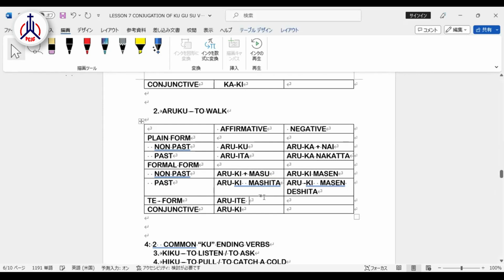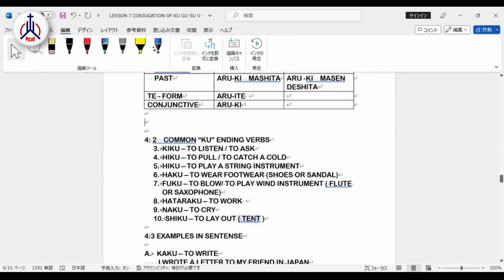It goes with kudasai. Aruite kudasai. Yukkuri, for example, yukkuri aruite kudasai. Please walk slowly. It means that, that is why there is a kudasai. Please walk slowly. Yukkuri aruite kudasai.